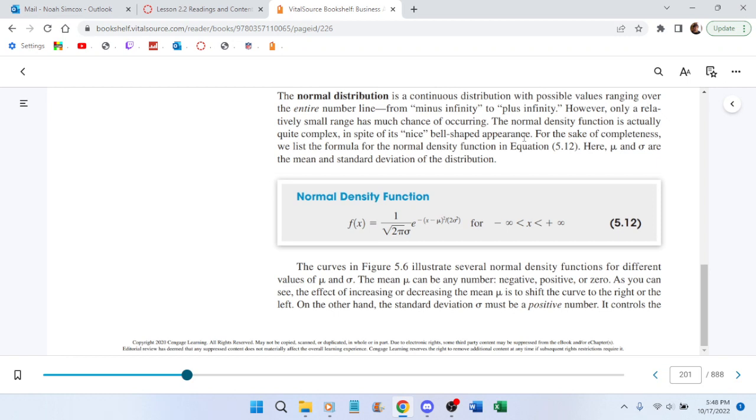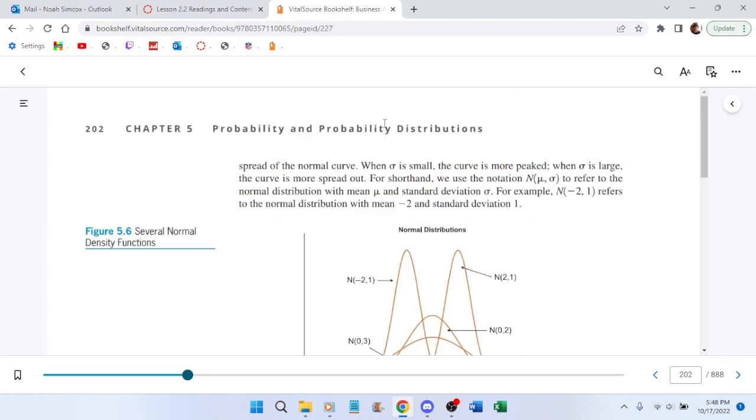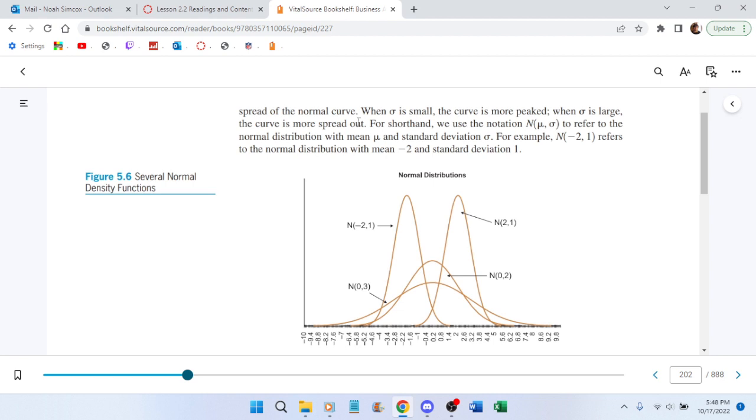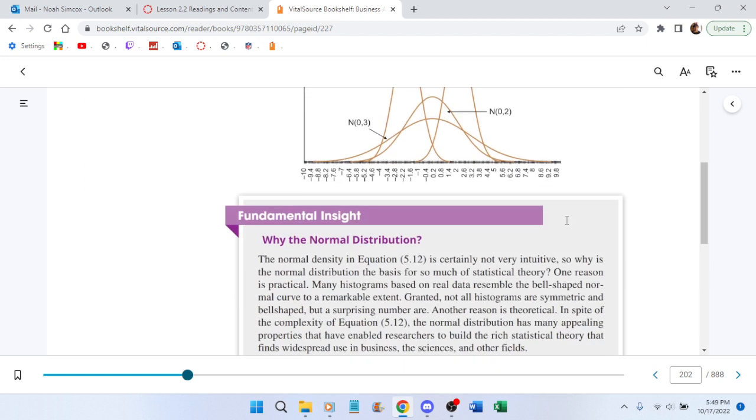The mean can be any number. If you increase or decrease the mean, you will shift the curve to the right or left. The standard deviation must be positive. When it's small, it's a more peaked curve, and when it's large, it's flatter. When there's small variation, the curve is narrow. So this notation is normal with a mean of -2 and a standard deviation of 1.